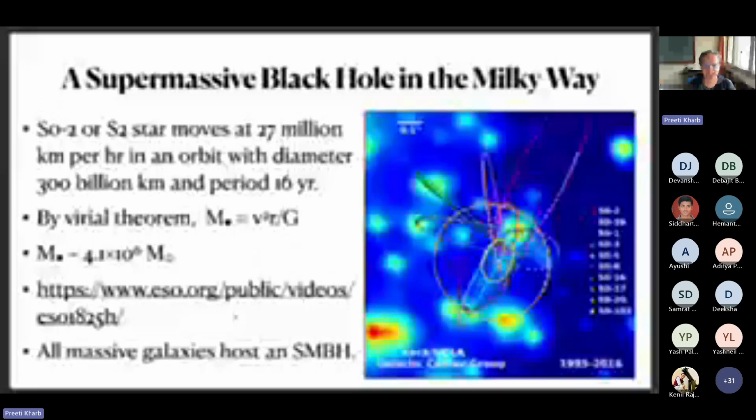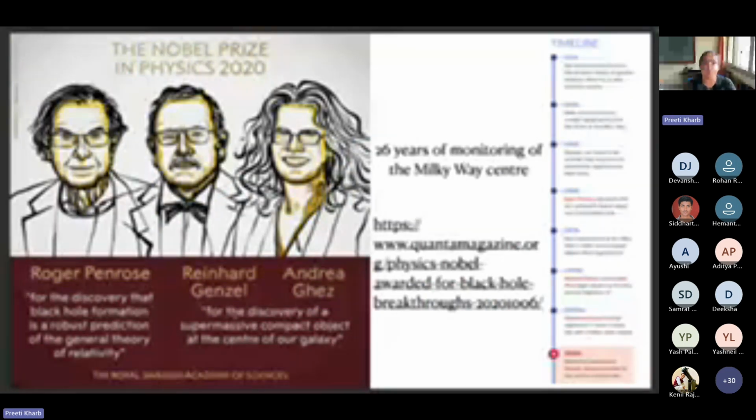So I think this is a good start of this talk, because the galaxy in which we reside has a supermassive black hole in the center. And all massive galaxies, we know now, host supermassive black holes. This work on the Galactic Center was awarded the Nobel Prize in 2020 to three physicists and astrophysicists.